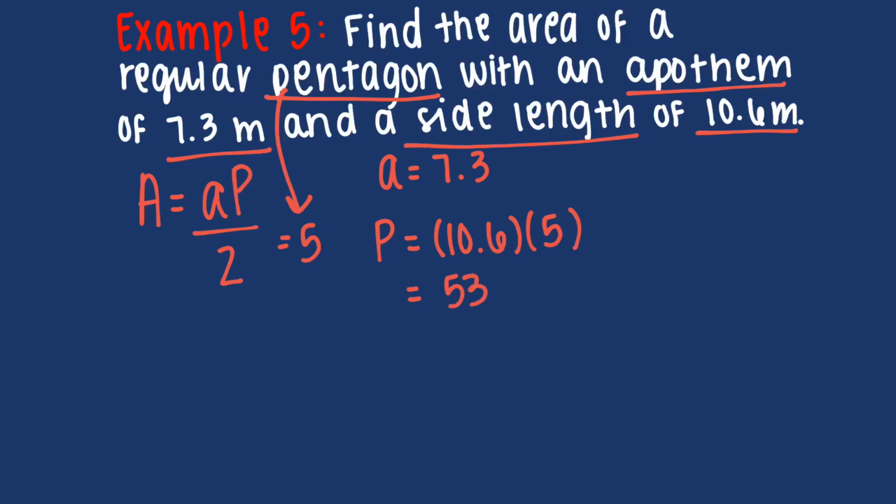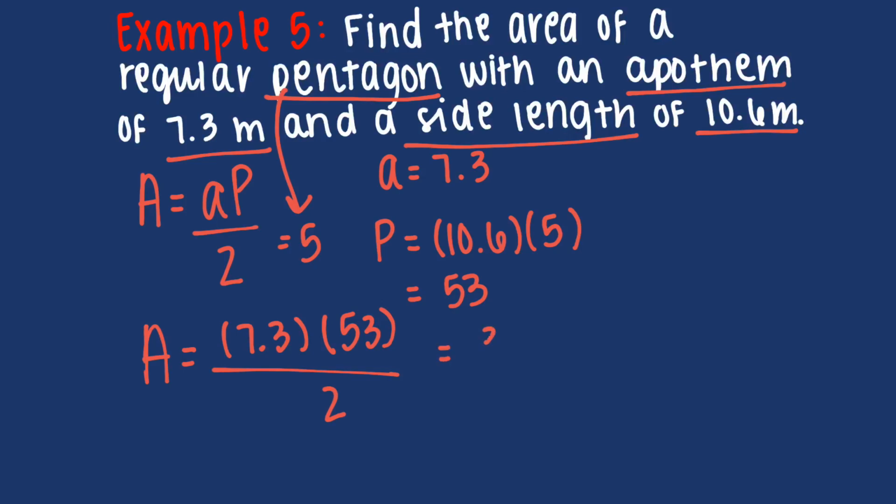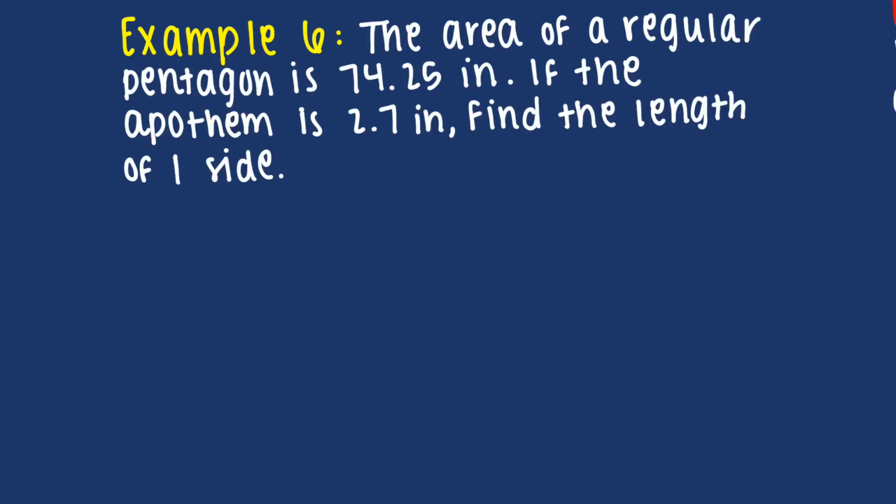I can now go plug into my formula. Area is 7.3 times 53, all divided by 2. The top part of my fraction simplifies to 386.9 divided by 2. And when I do that last step in my calculator, I find out that my area is 193.45 meters squared. Example 6 says the area of a regular pentagon is 74.25 inches.